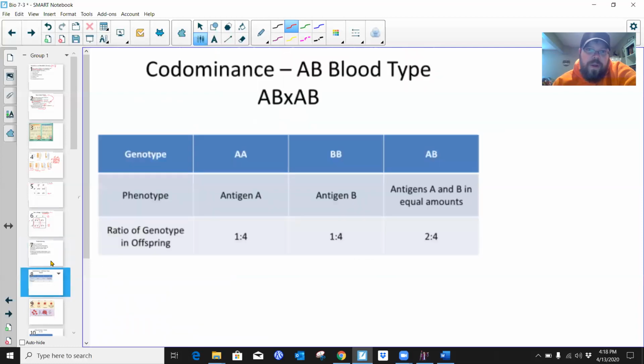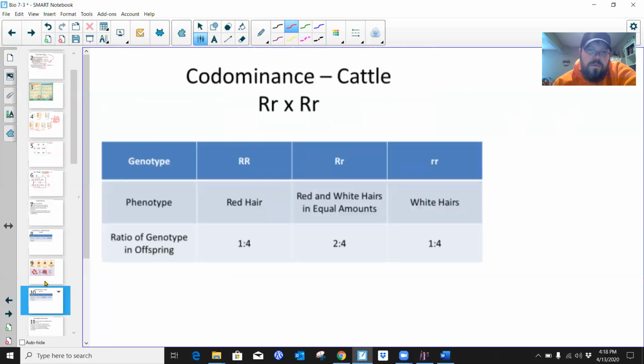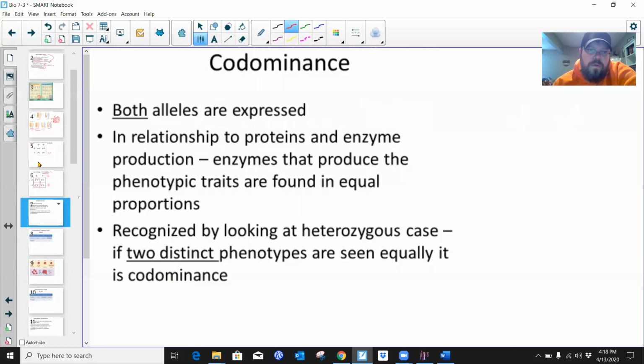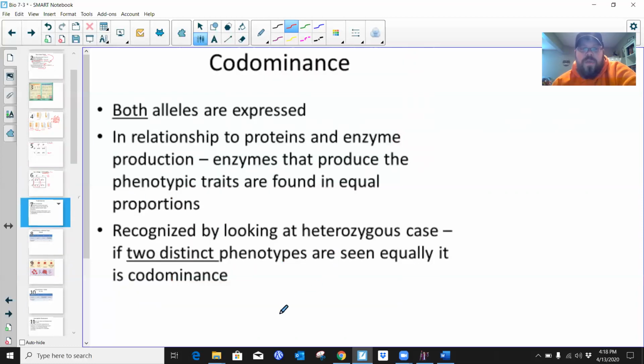Sorry, guys. So the heterozygote individual shows or exhibits both of the phenotypes equally.